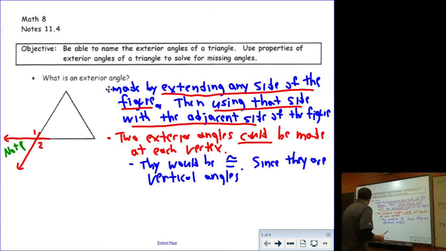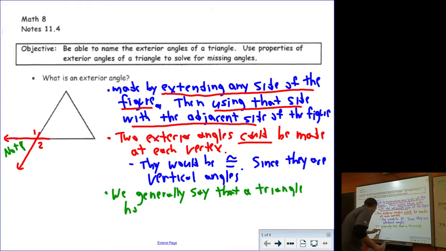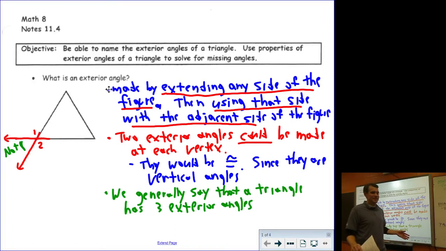And one last thing, because these two angles generally equal each other, we generally say that a triangle has 3 exterior angles. Now we know that it actually has 6 exterior angles because you can make 2 at each vertex. Right? I could extend this and make angle 3. I could extend this side and make angle 4, and so on. But generally, we just talk about 1 exterior angle at each vertex. So a triangle would have 3 exterior angles. A square would have 4 exterior angles, and so on. All right, so there's kind of what an exterior angle is.